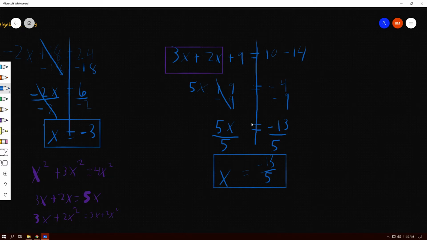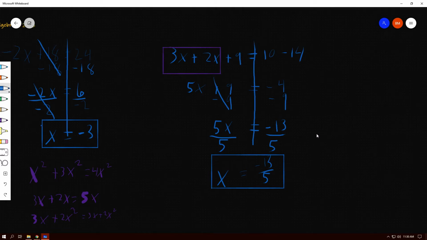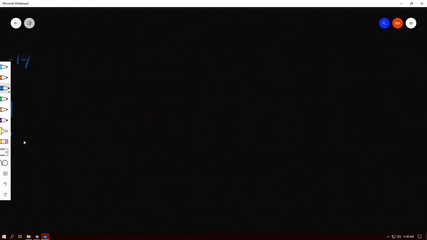All right. I'm now going to go to question 3. We have 6 times the quantity x plus 2 equals 42. I'm going to start everything the exact same way by drawing my river. Now I'm going to look at the left side and ask myself, can I simplify this in any way? And I can.